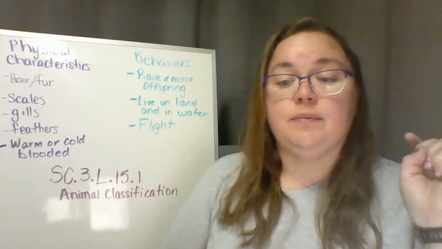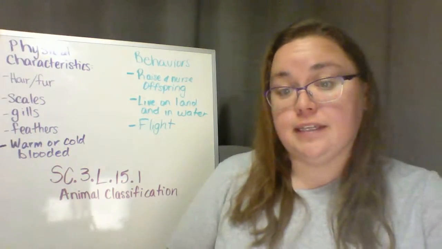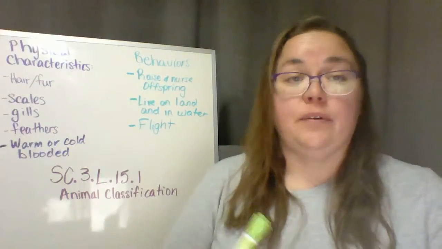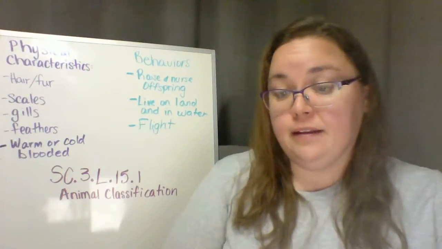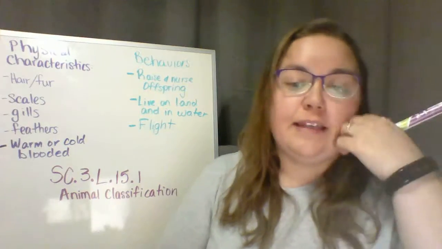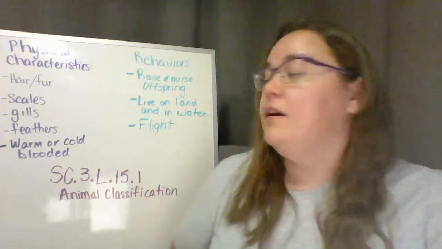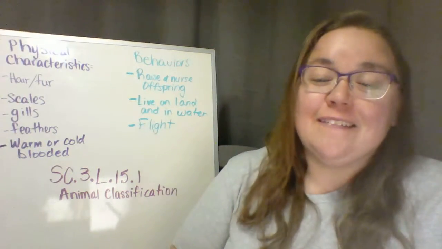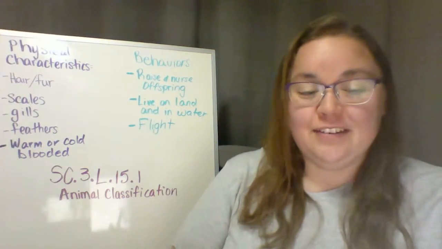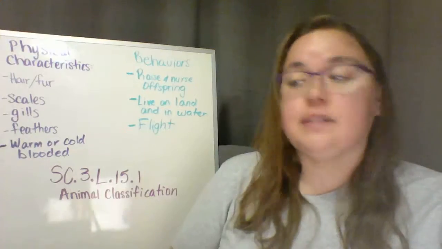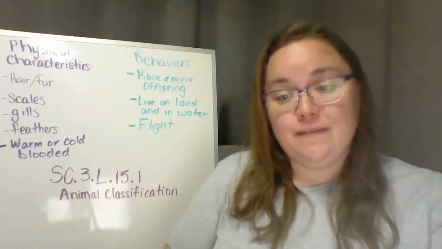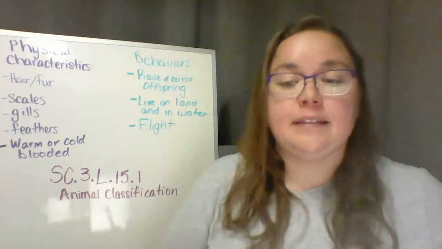Physical characteristics. We've actually talked about physical characteristics in reading. That is what did the character look like, things like that, describing the actual character. We did that at the beginning of the year. So here we're going to be talking about different physical characteristics of different animals. So this would be things like, do they have hair or fur? Because if they do, that's going to classify them as a mammal, right?